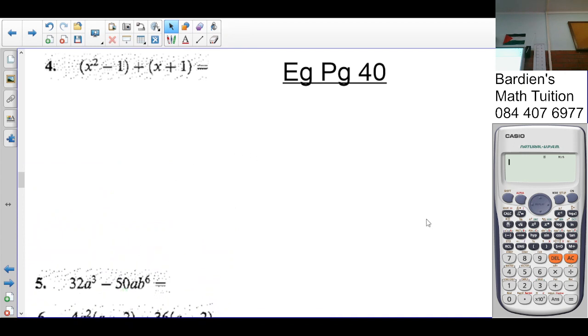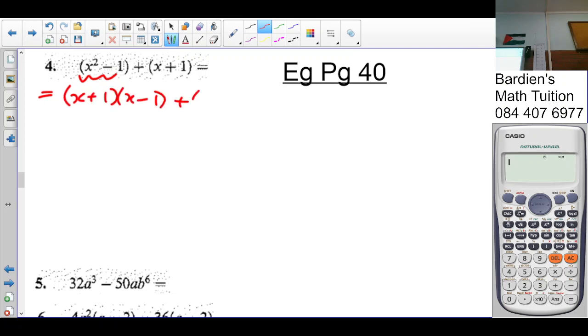Right, so difference of 2 squares gives us x plus 1, x minus 1, times x plus 1. Now what? Like terms, you all agree with that? No. The common factor. Right, so do your thing.